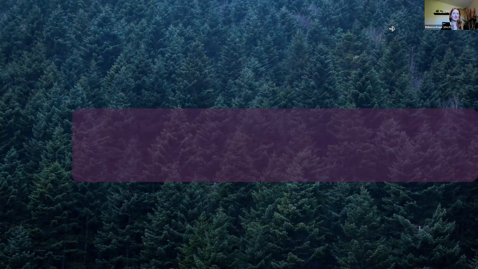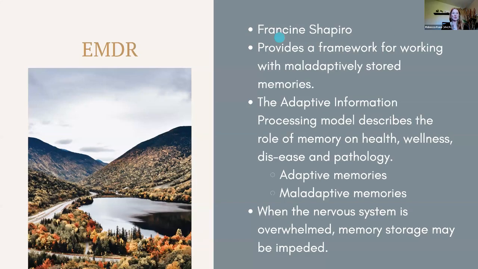So the EMDR model was developed by Francine Shapiro. Francine Shapiro passed away in 2019. But EMDR therapy is an entire theoretical framework. It's not just an intervention or a tool in your toolkit. It is an entire theoretical framework for understanding how memories are stored and how the storage of memory contributes to health and wellness, disease, or pathology. The EMDR model talks about maladaptively and adaptively stored memories through what Francine labeled the adaptive information processing model. AIP is what we sometimes refer to it as. And the AIP model really describes the role of memory as it relates to health and wellness.